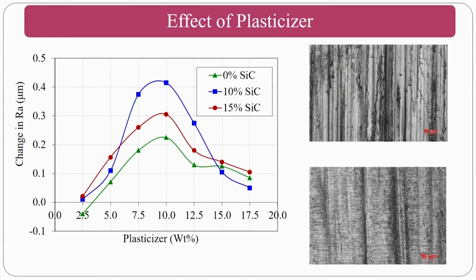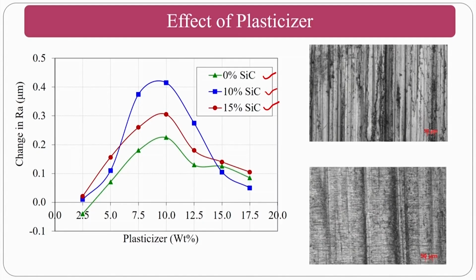So, we move on to the effect of one of the medium parameters, that is called plasticizer. We have taken here aluminum alloy, silicon carbide, metal matrix composite. One is purely aluminum alloy, second one is 10% SiC, third one is 15% SiC. So, do not bother about all these things.